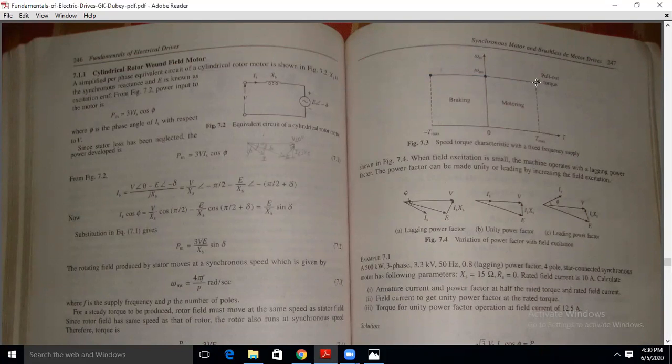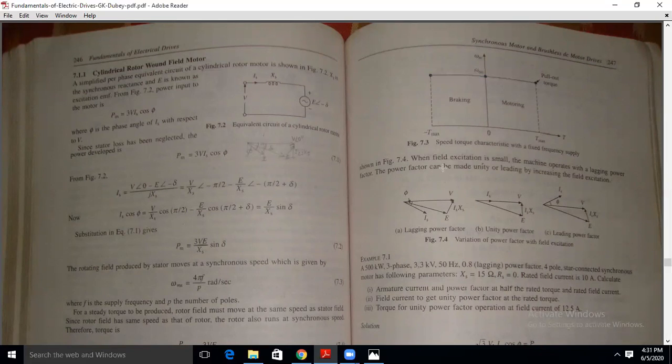At this particular point, we can say pull out torque, where delta is equal to pi by 2 and the torque is T max. This is for the motoring action, and for the braking action delta is minus pi by 2 and the torque is minus T max. The torque of the motor also depends on the power factor, and at that point we need to draw different phasor diagrams.